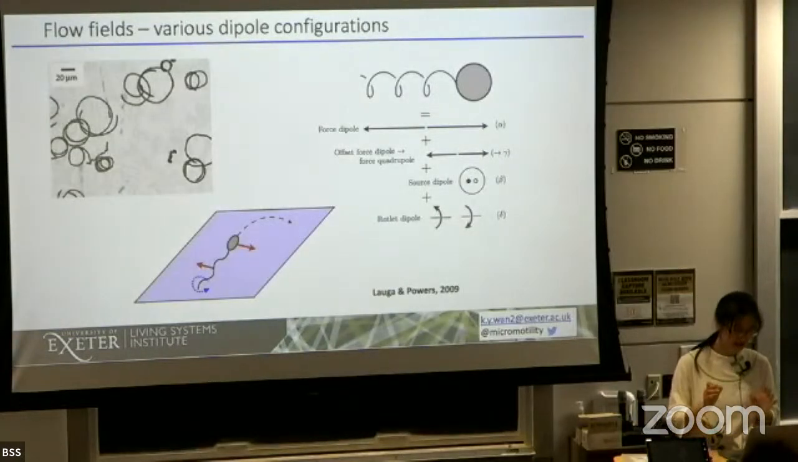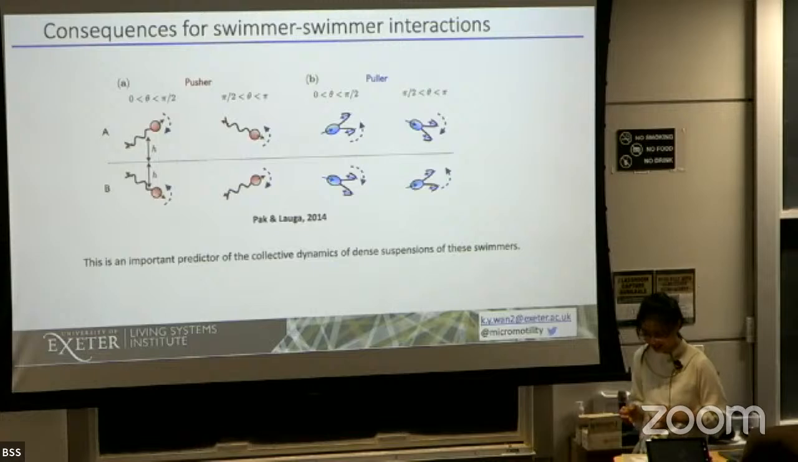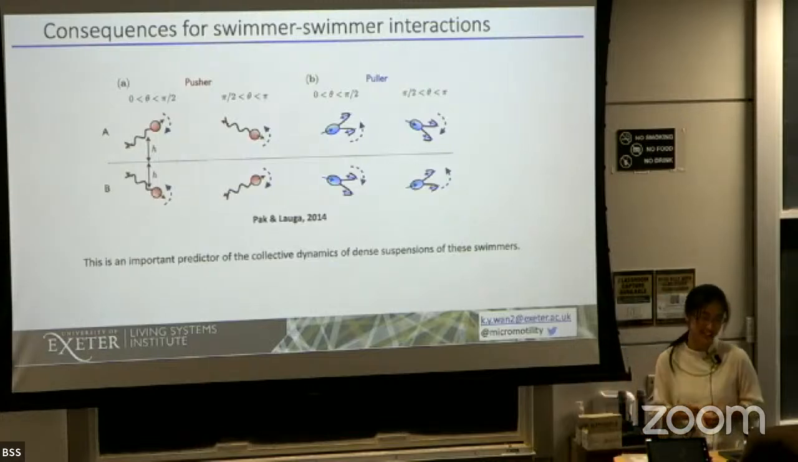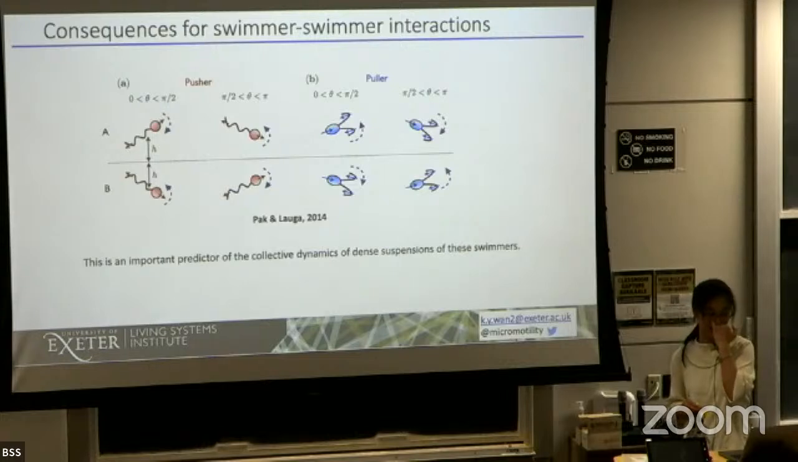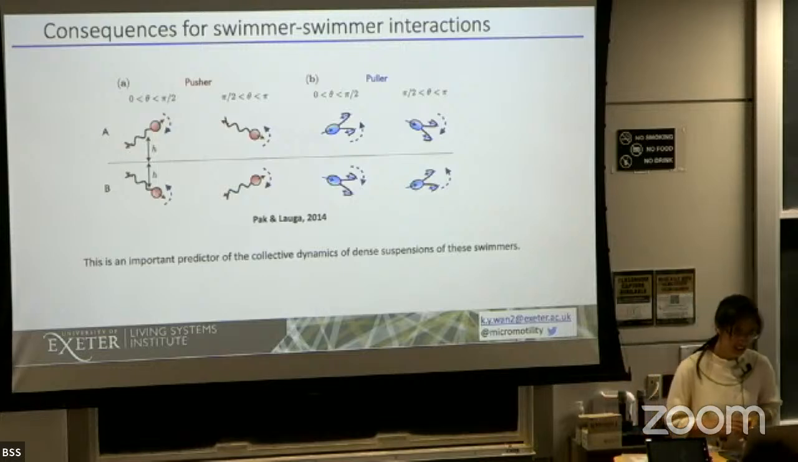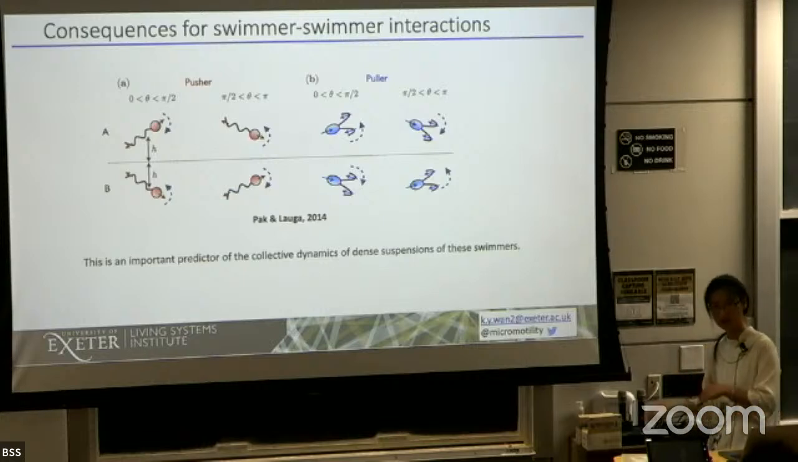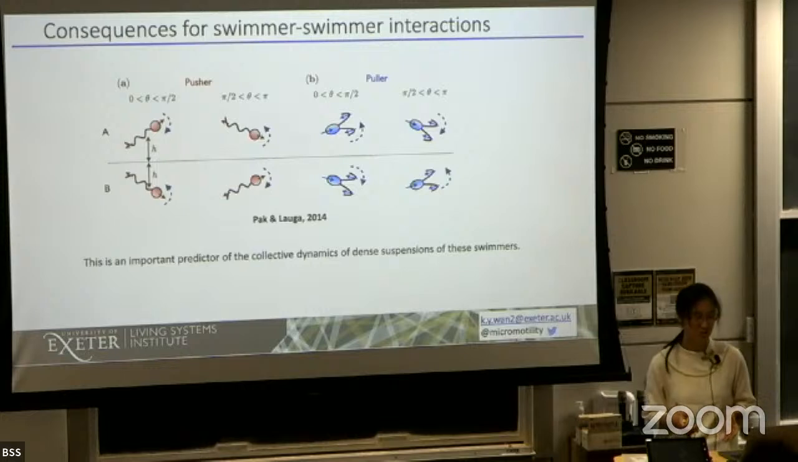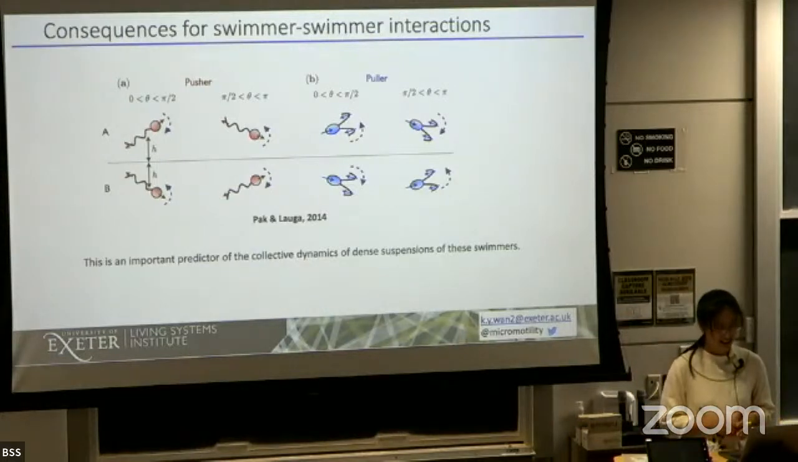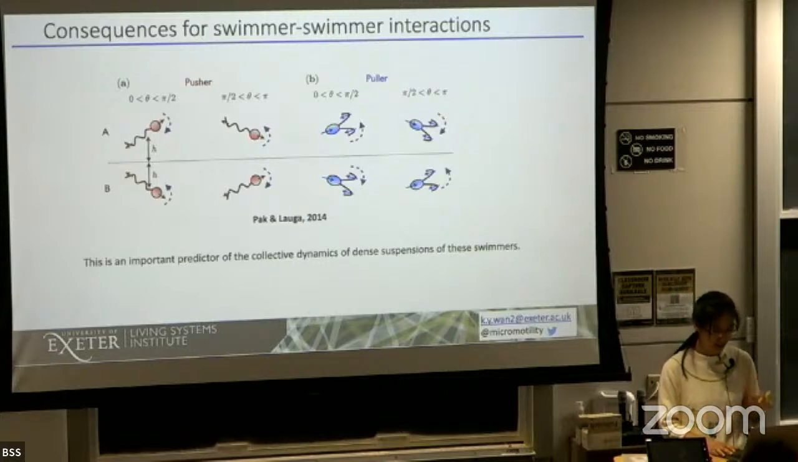There are other consequences of these flow-structure interactions, if you like, but I don't really have time for this. One of them has already been mentioned earlier, and this has to do with alignment of multiple swimmers. Depending on whether you are a pusher type swimmer or a puller type swimmer, these alignment interactions will dictate the collective dynamics of these swimmer suspensions. This is probably something that has been covered in previous lectures as well.